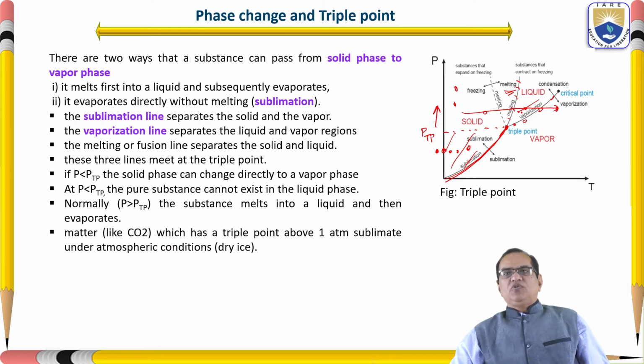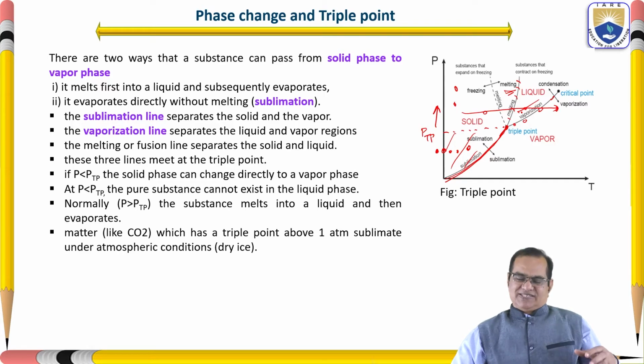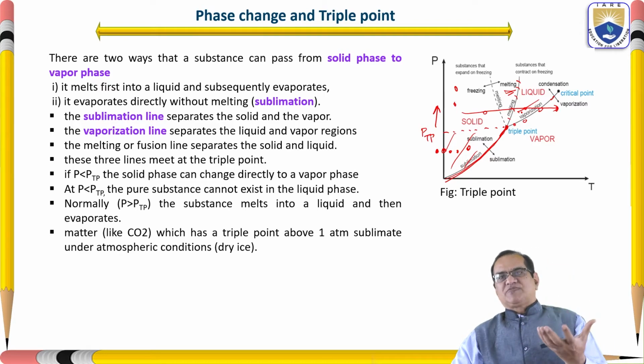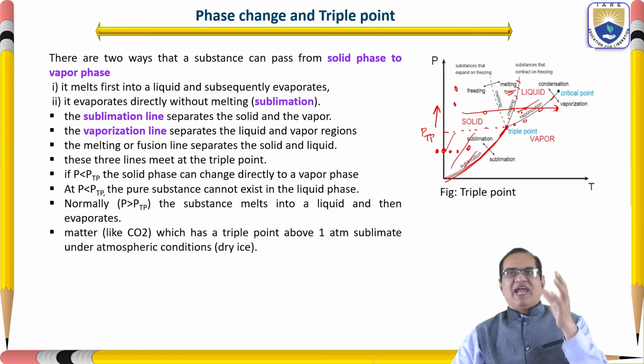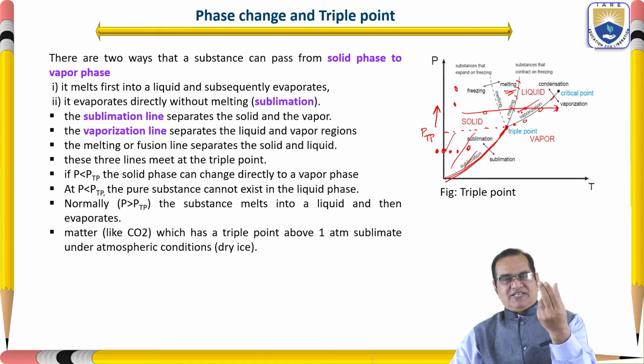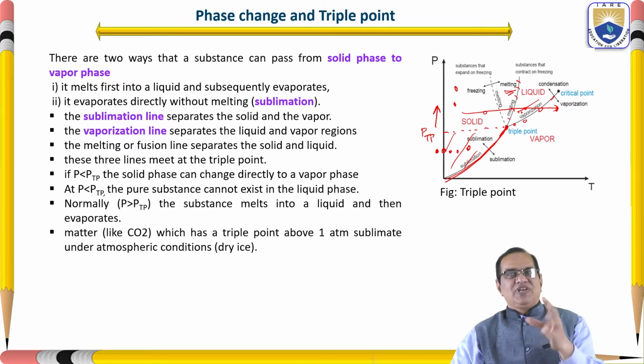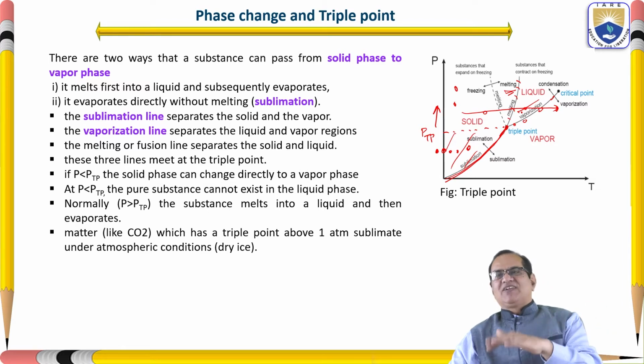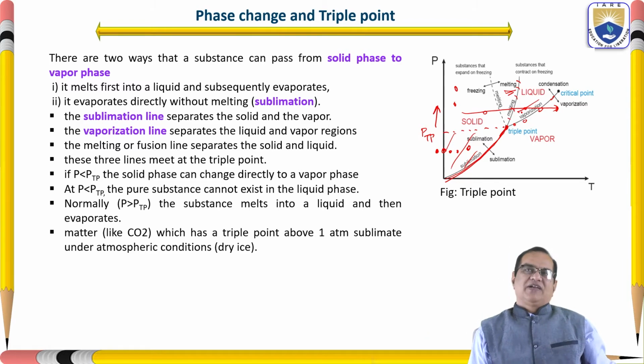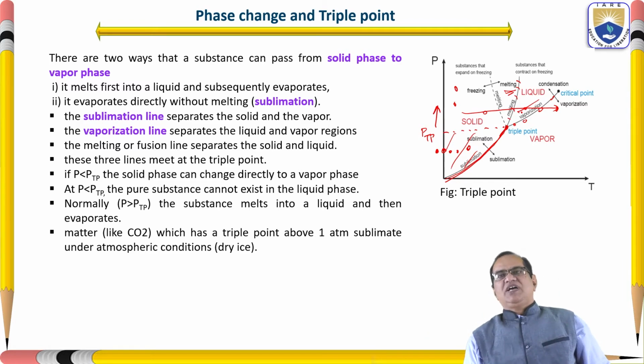Matter like CO2, which has a triple point above 1 atmosphere, sublimates under atmospheric conditions, as dry ice. So like the CO2, above atmospheric pressure also, it will sublimate. From solid, karpur or your CO2, if you just put it like this, it will start converting from solid to vapor.